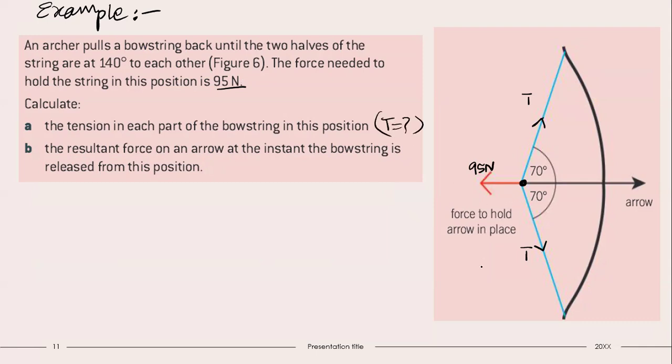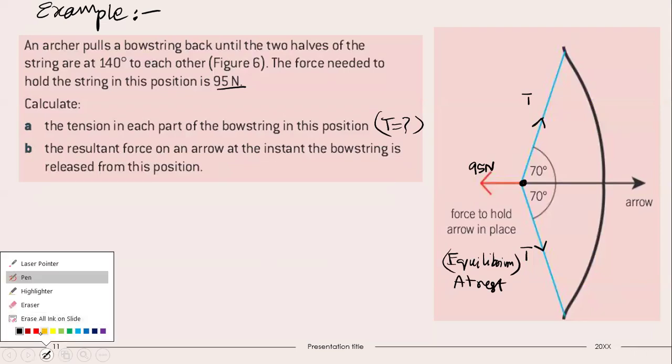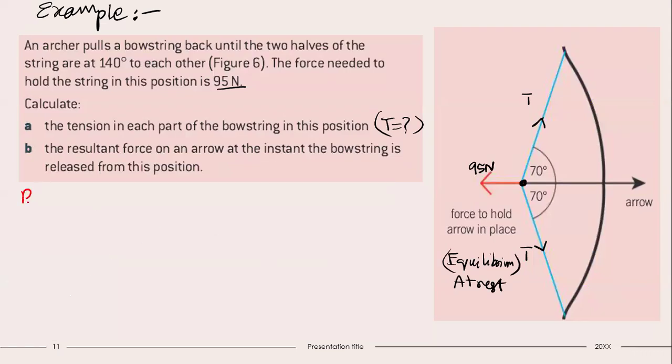And as he's holding it, this whole system is in equilibrium because it is at rest. The arrow is not moving. So if you want to find T, you will be resolving both T's. When you resolve the first T here, it will be T cos 70. And if you resolve the other T here, it will be the same T cos 70.